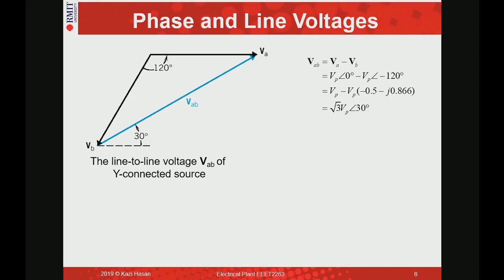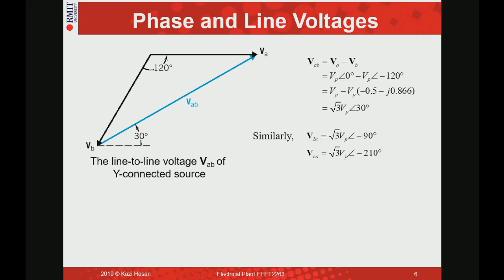VAB is the line to line voltage, or line voltage, in Y connected circuits or star circuits, and VP is the phase voltage. So this equation shows the relationship between line to line voltage and phase voltage in a Y connected circuit, and that is for phases A and B. If we do the same calculation, similarly we will find the same equations for BC line to line and CA line to line.